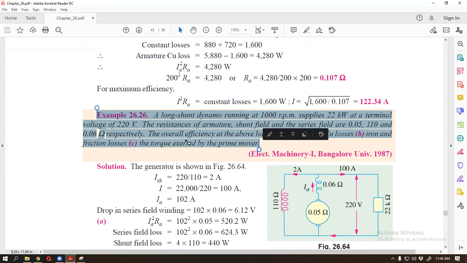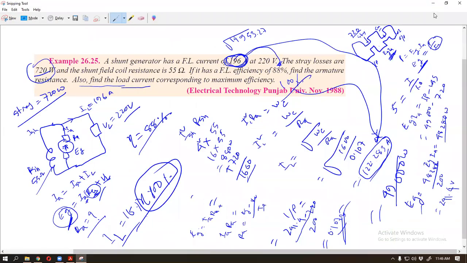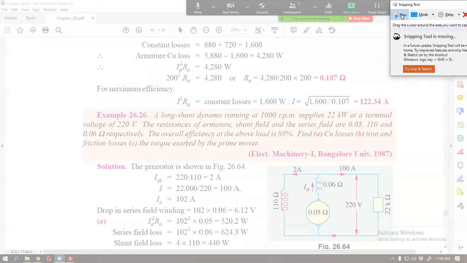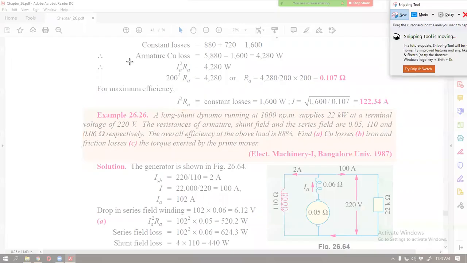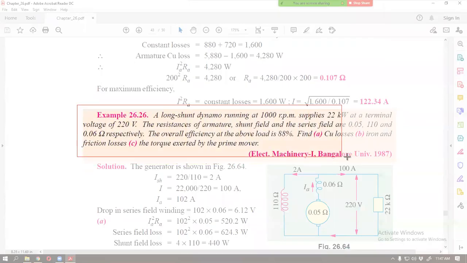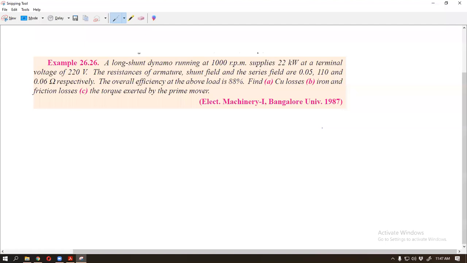Now one more. This is your class work. If the first person submits, then grace mark 3, the second person grace mark 2, and the third person grace mark 1. Okay, this is the problem. We solve this problem. This dynamo means generator.